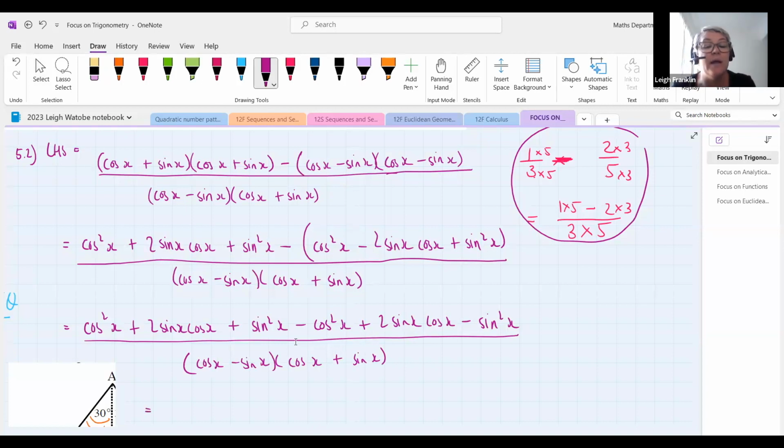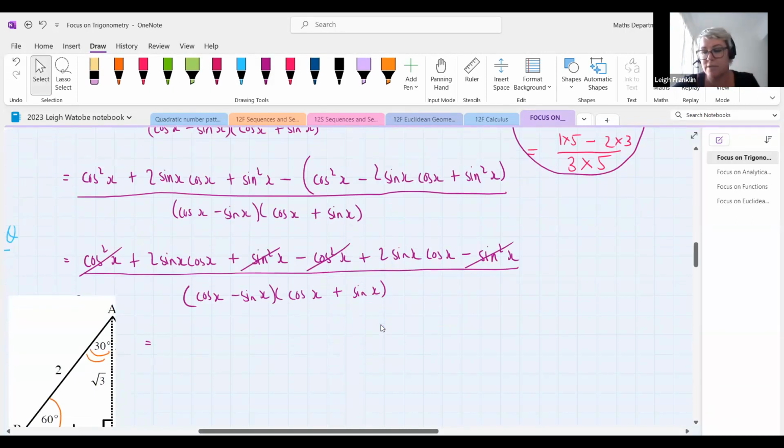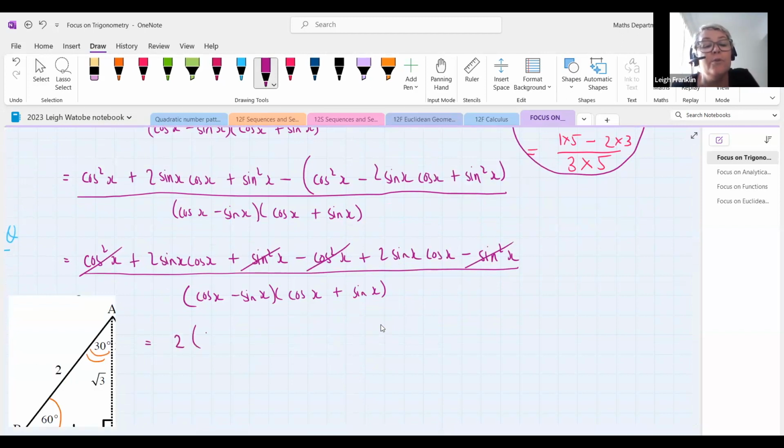All right, so let's collect some like terms here. What do we have? So cos squared x minus cos squared x is 0. And sin squared x minus sin squared x is also 0. So I have got 2 sin x cos x plus 2 sin x cos x. So I'm going to write that as 2 of 2 sin x cos x, instead of writing it as 4 sin x cos x, so that I can apply my double angle identity.